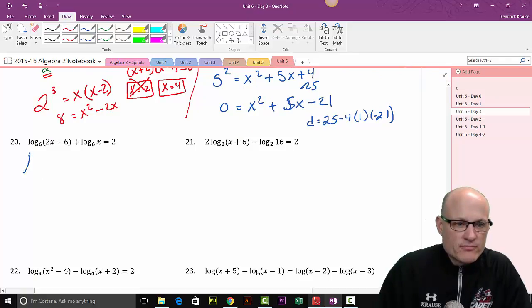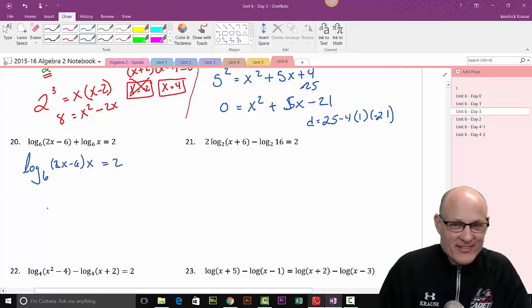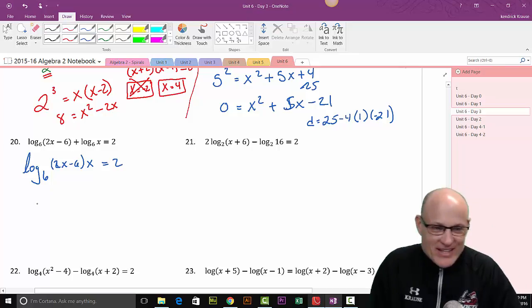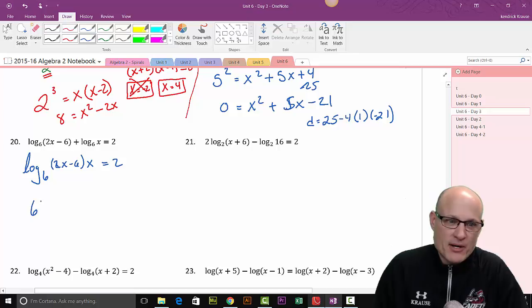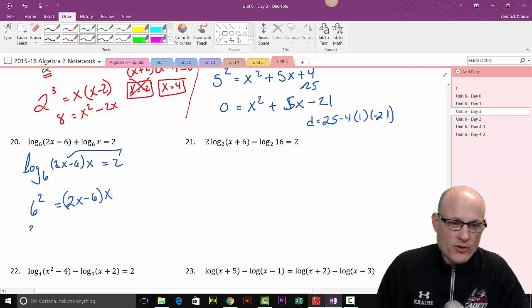Base is 6. We have two things that are being added, so we're going to change that to multiplication. 2x minus 6 times x equals 2. Every time, you're going to sing it to yourself. It's all about that base. Got to shake your neck, too. I said my hair was going to be cut before this video. I apologize. Next time. 6 squared, these are going to change places, is equal to 2x minus 6 times x. Or 36 is equal to 2x squared minus 6x.